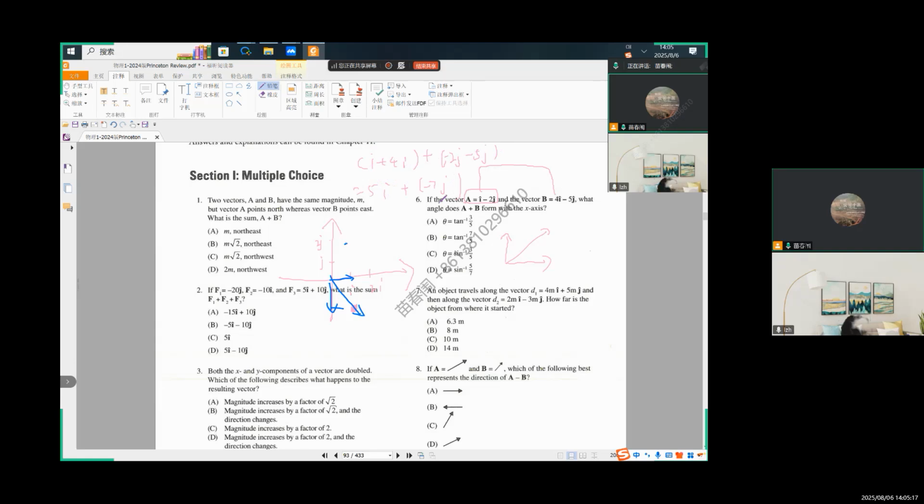So it's making a little sense, right? Yeah. If you don't believe that, you can really draw it. That also works. For example, can you draw B, 4i minus 5j? Basically like that. And then if I add these two, do you know the parallelogram law? Are you familiar with the parallelogram law, 平行四边形法则?